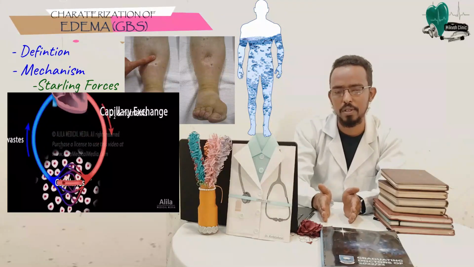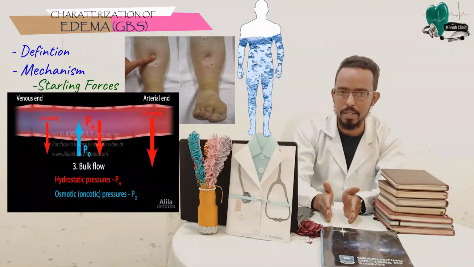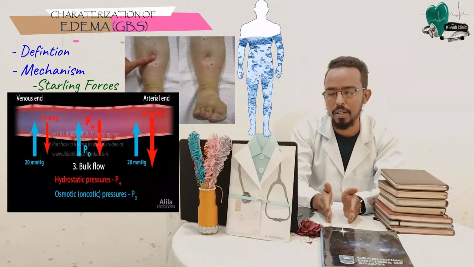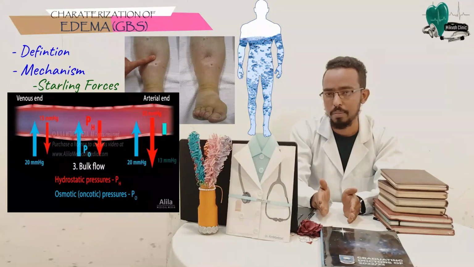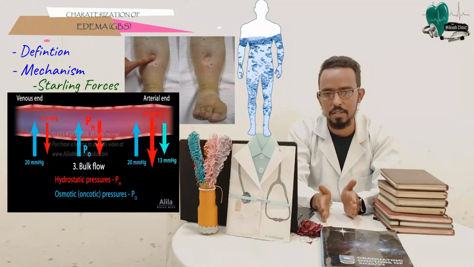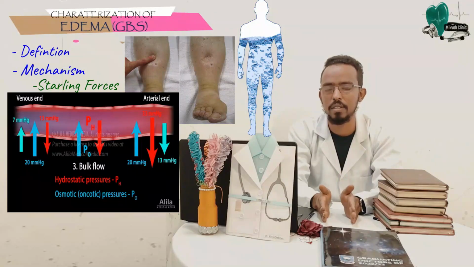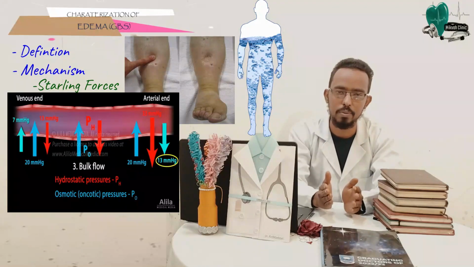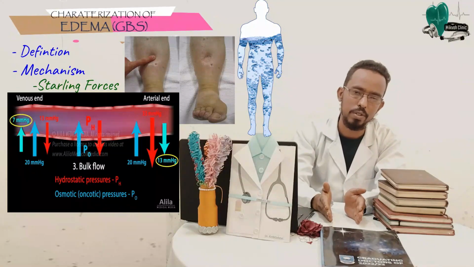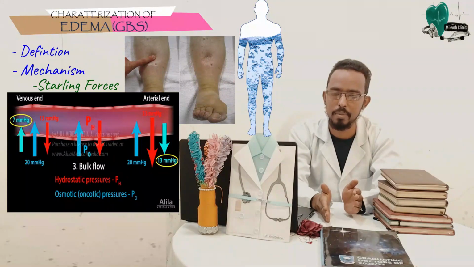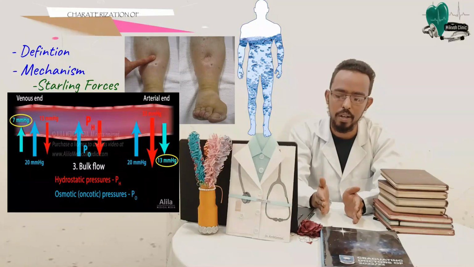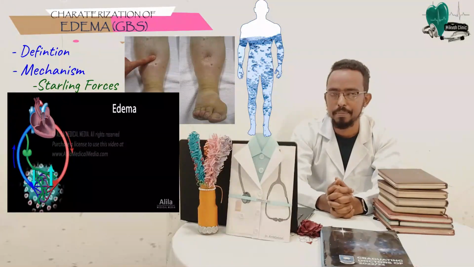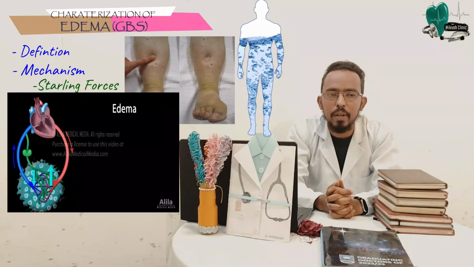So what are these forces? From the plasma side, or within the capillary, there are capillary hydrostatic pressure and capillary oncotic pressure. From the interstitial side, there are interstitial hydrostatic pressure and interstitial oncotic pressure. These forces balance the fluid between the interstitium and the plasma. When there is an imbalance between them, the fluid will leak from the plasma to the interstitium. That will result in edema or swelling of the body.